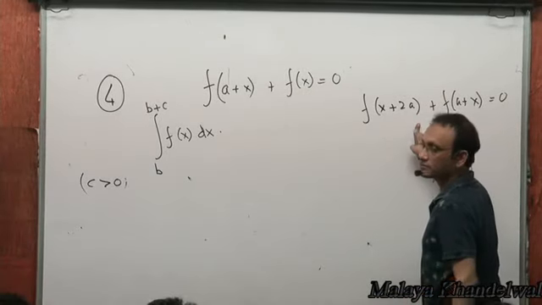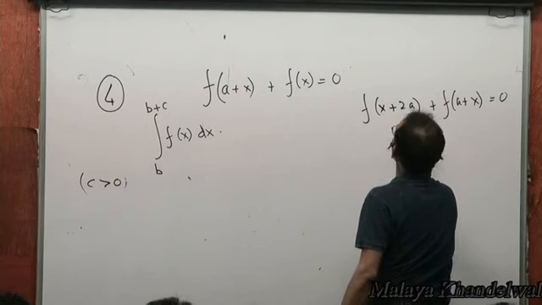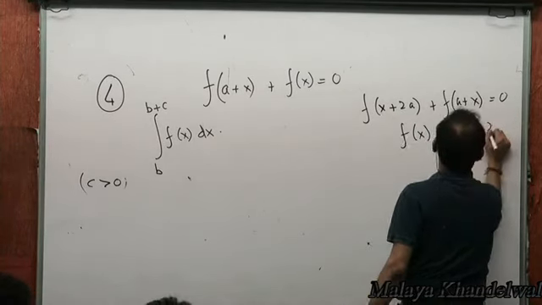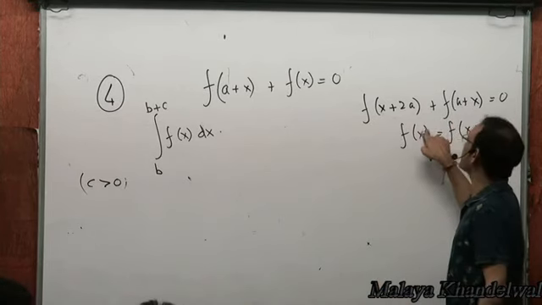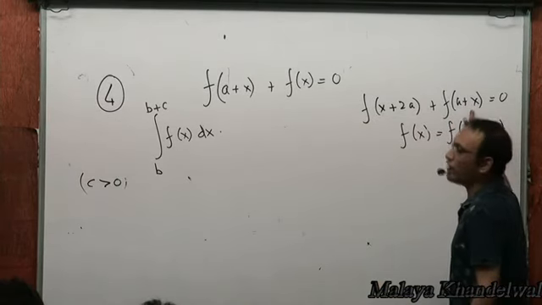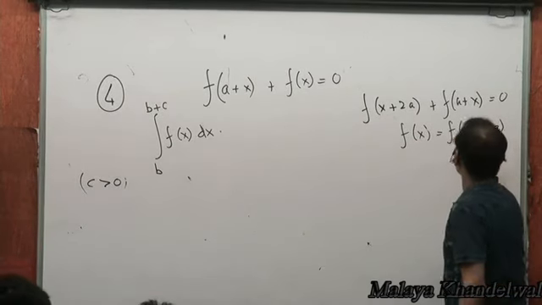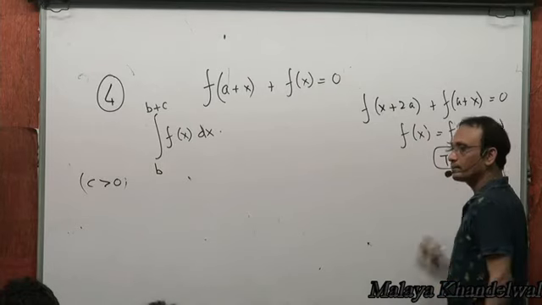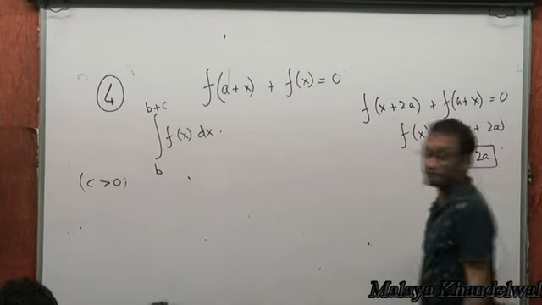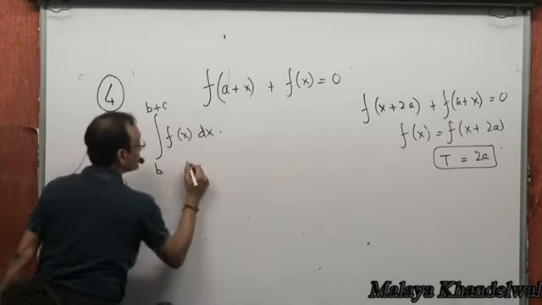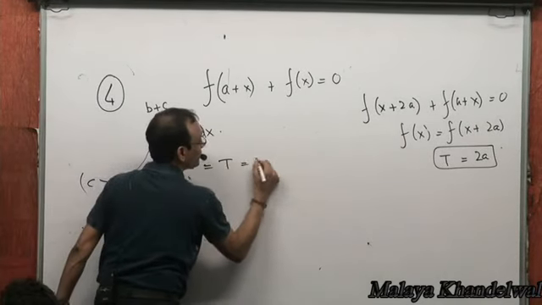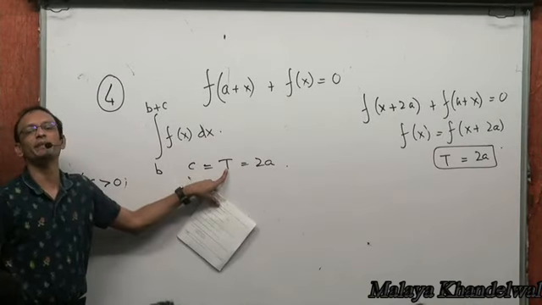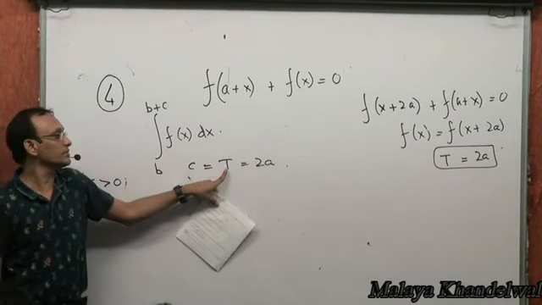Now if I subtract this and this, then what do I get? I get f of x is f of x plus 2a. Yes or no? When I subtract this minus this, then I get f of x is f of x plus 2a. That means the fundamental period of f is 2a. And therefore, c must be t, the fundamental period, 2a. c can be any integral multiple of t also for this to be independent of b. c must be equal to 2a.